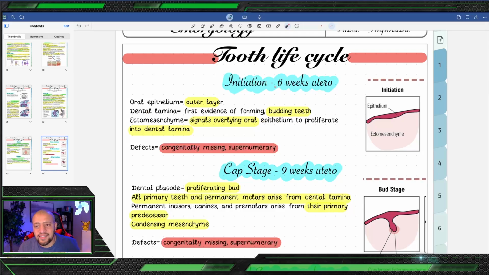Initiation happens at 6 weeks intrauterine. Six weeks intrauterine. The oral epithelium will give us the outer layer. The dental lamina, which is the first evidence of budding of the tooth, happens at which week?